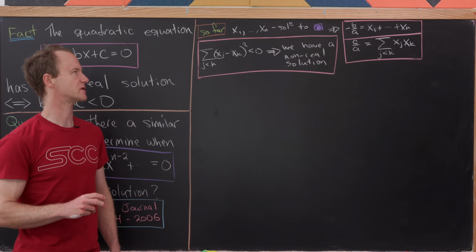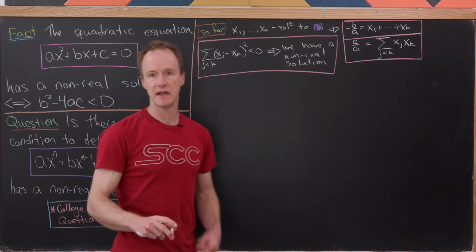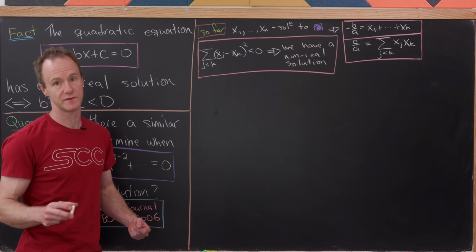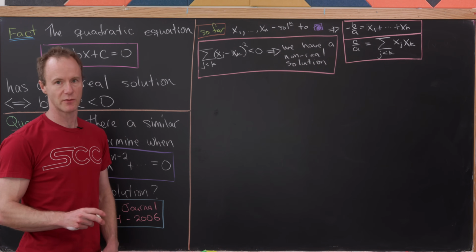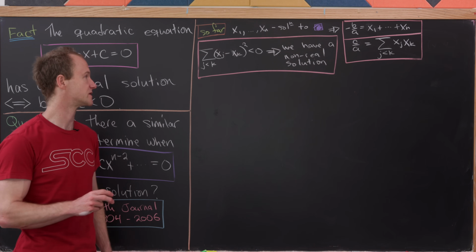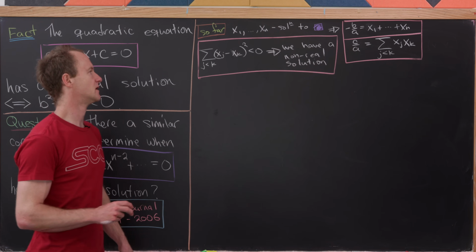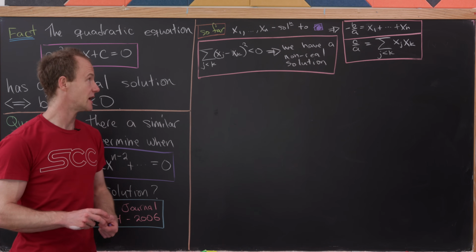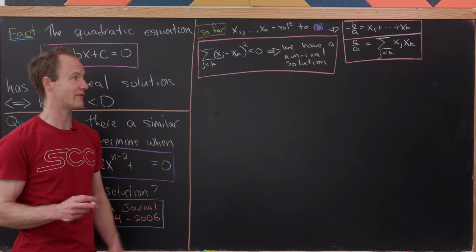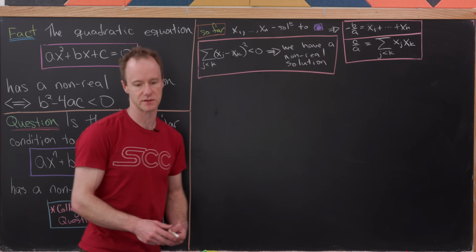So let's see what we've looked at so far. We took x1 through xn to be solutions to our purple boxed n-degree polynomial equation, and then we observed that negative b over a was the sum of these roots. c over a was the sum of all possible quadratic combinations of these roots. Well, almost all possible quadratic combinations. And then furthermore, we proved a fairly simple lemma that said if the sum over j less than k of xj minus xk squared is less than 0, then we have a non-real solution, which is good because we're trying to figure out when we have a non-real solution.